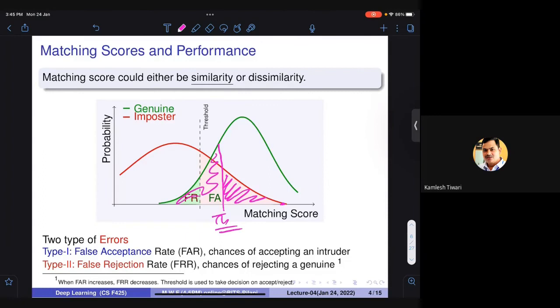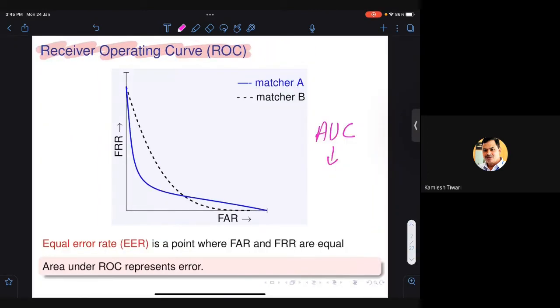Understand? This particular threshold is the operating point. At this threshold, false acceptance and false rejection rates are the same. So if I pick this particular value, I can say that it is the equal error rate. With respect to the matchers also, I can find the equal error rate. This is the point where false acceptance and false rejection are the same. So I can draw a line like this.